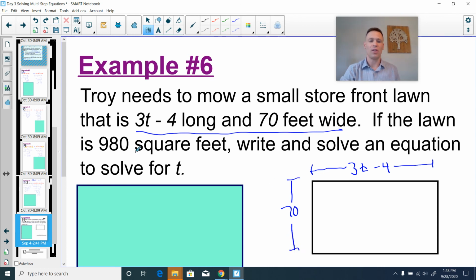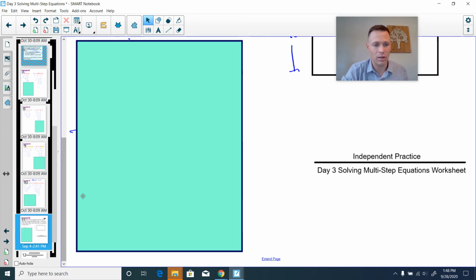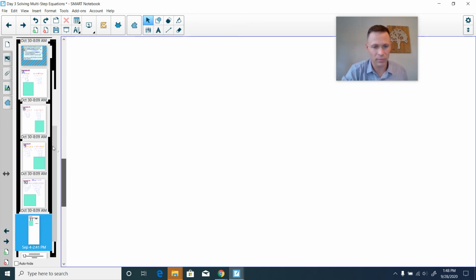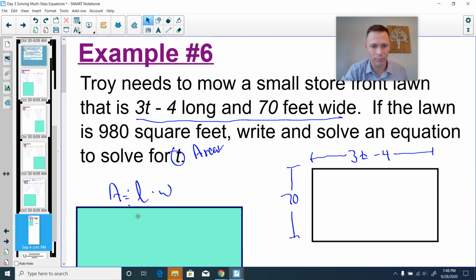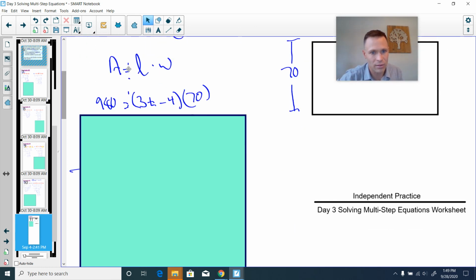All right. So it says if the lawn is 980 square feet, which is an area measurement, write and solve an equation to find t. All right, well, let's walk this through here. So area has a formula of length times width, right? So what is my length? I'm told that it's 3t minus 4, and my width is 70, and I'm also told that my area is actually 980 square feet. So I'm going to substitute all of that stuff in, and it looks like this. So notice 980 is in for area, my length is 3t minus 4, and my width is 70.